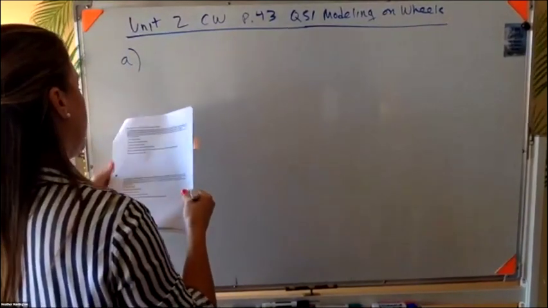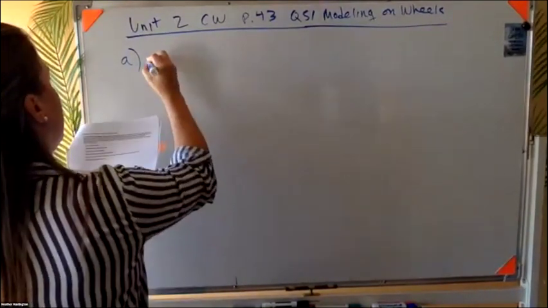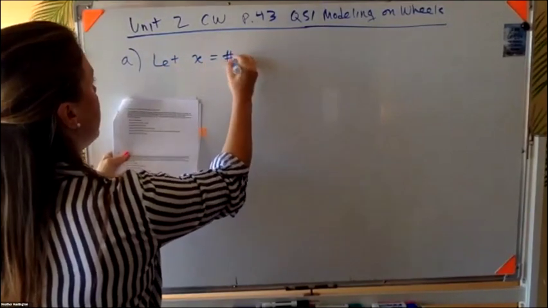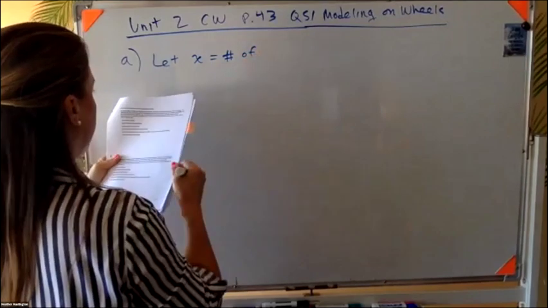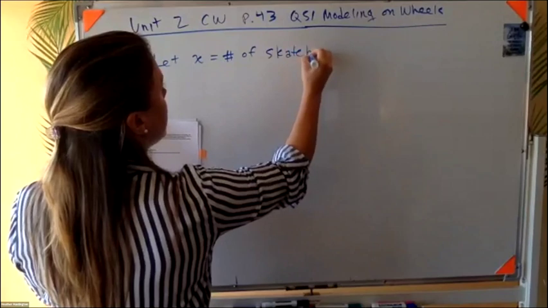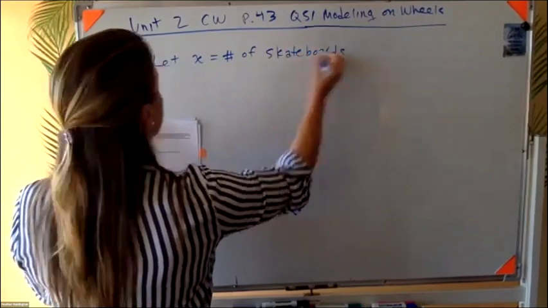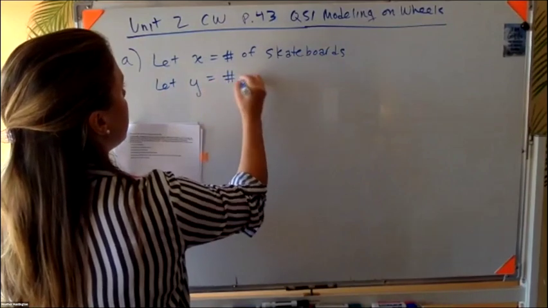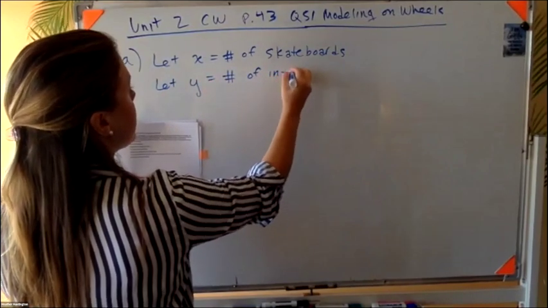Okay, so we'll say let X equal the number of skateboards. And let Y equal the number of inline skates.